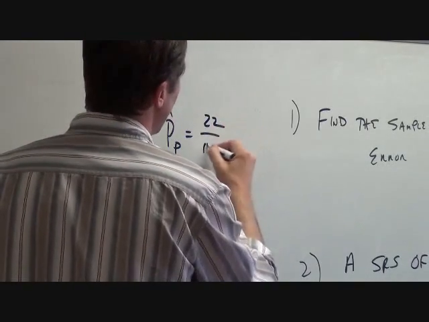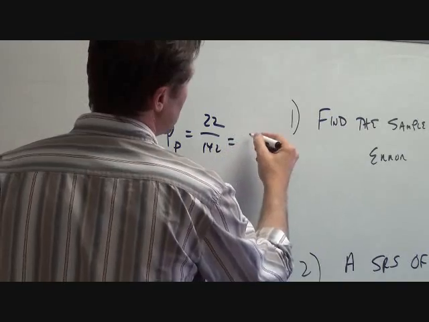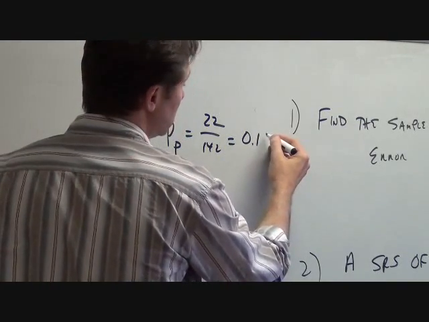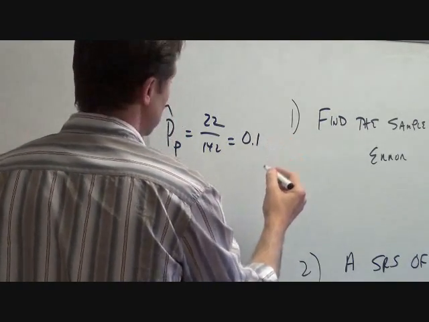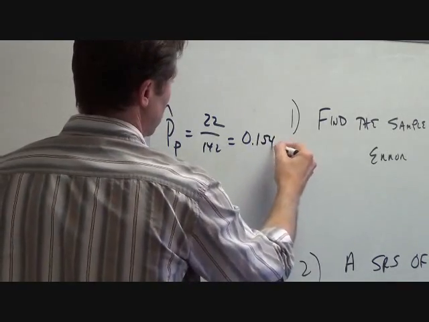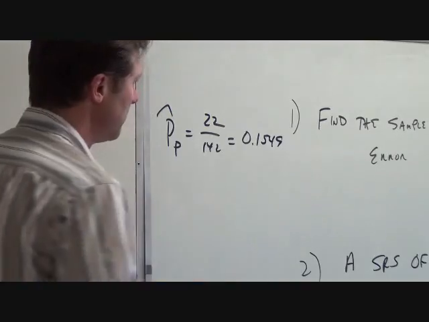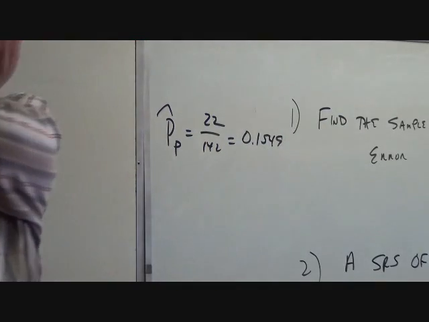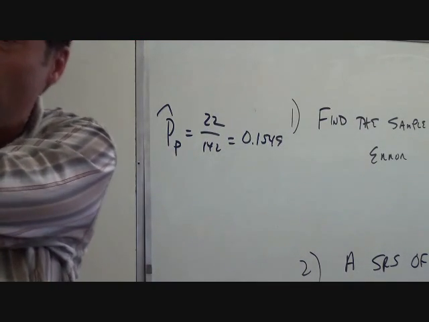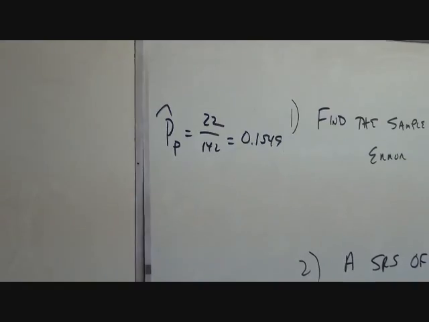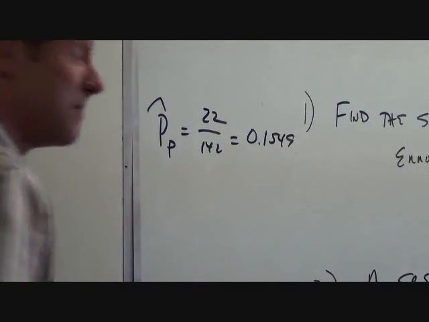You said 22 over 142, which is 0.1549. Is that right? Yeah. So we still have 15% of students, even though they went to preschool, we've got a little over 15% of the students from this sample that are struggling in math.